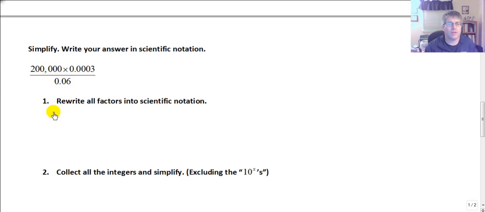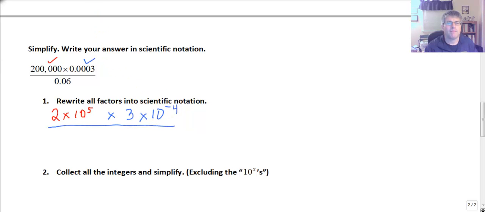So 200,000, well, that is going to be 2 times 10 to the 3, 4, 5th power. So we have 2 times 10 to the 5th for the 200,000. 0.003, that is a small number. So we're going to go times 3 times 10 to the 1, 2, 3, 4 decimal places. I move this 4 decimal places to the right. So that's times 10 to the negative 4th.